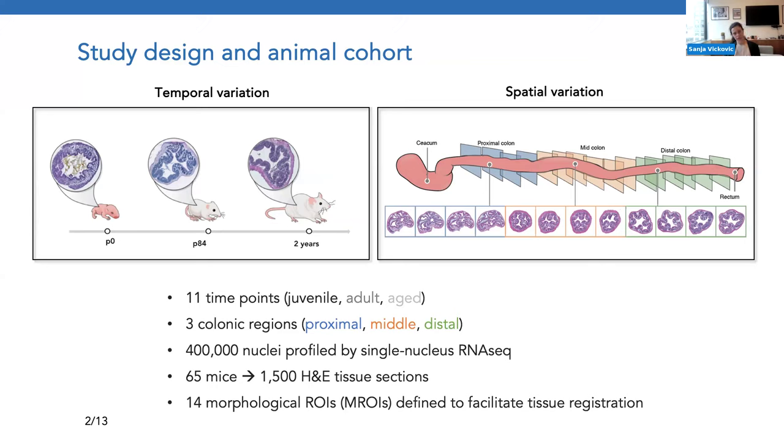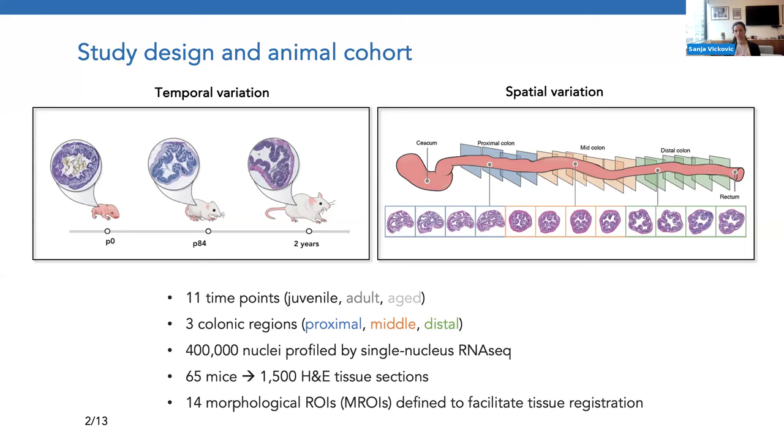All of these were sampled first by single nuclear RNA sequencing for about 400,000 profiles in total after all the QCs. And in our study, we used 65 mice. So you can think of it as 11 time points, three colonic regions, and two sexes. And we sampled over 1,500 H&E tissue sections from these mice. These tissue sections you see as the inserts on the upper right picture.